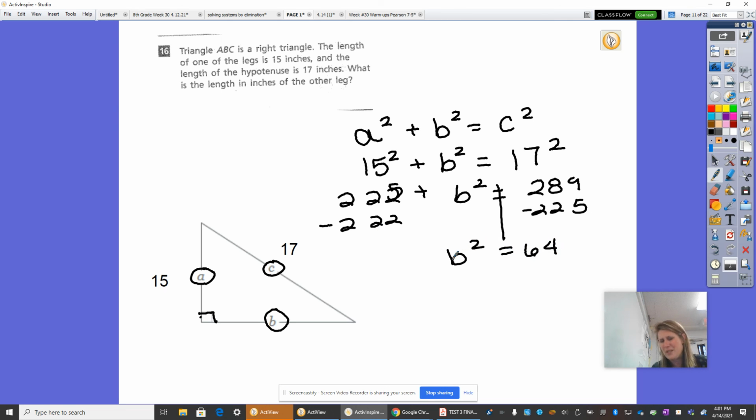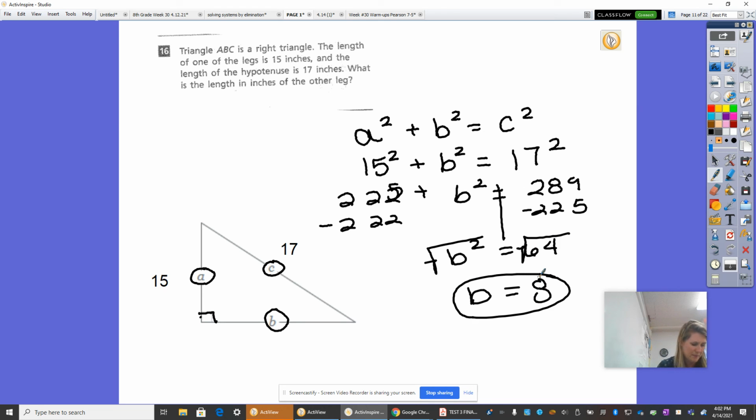But we don't want to know what b squared is. We want to know just what b is. So we go square rooting. And the square root of 64 is 8. And you do have that button on your calculator. All right, that completes page 2.